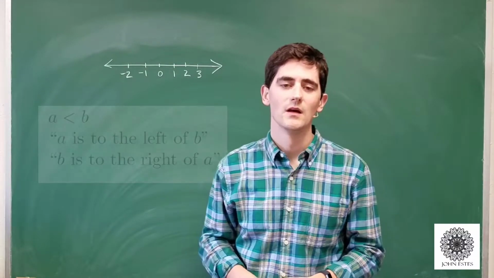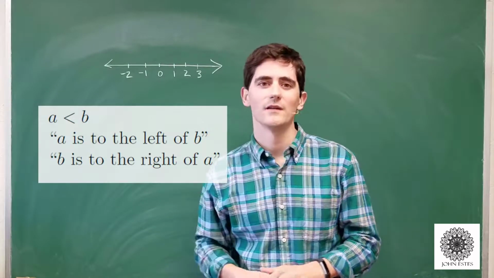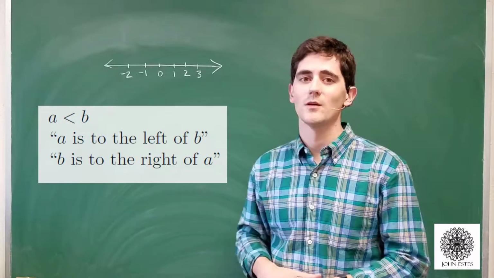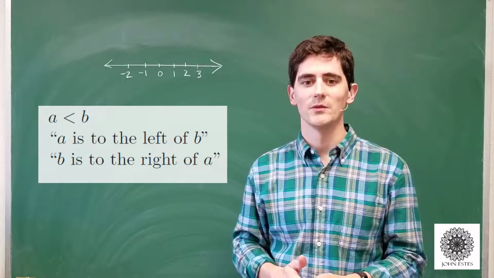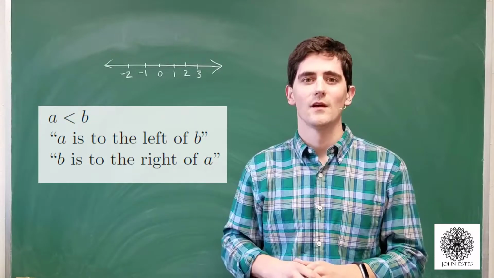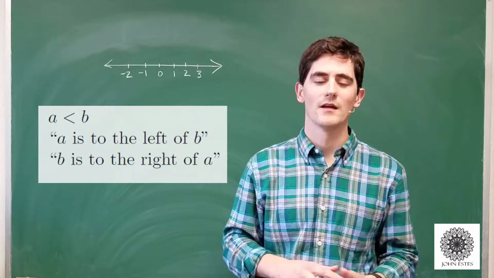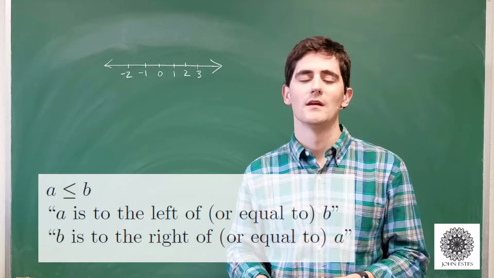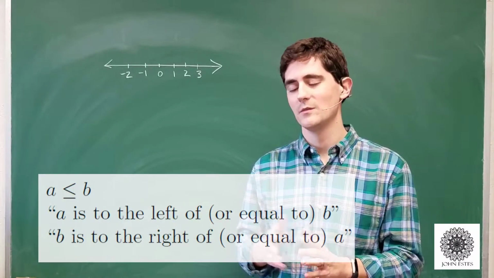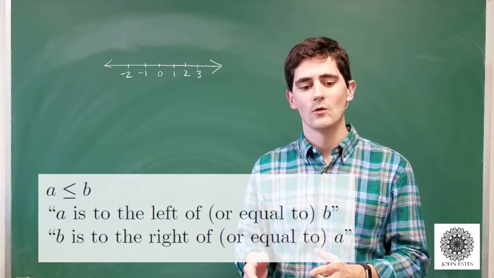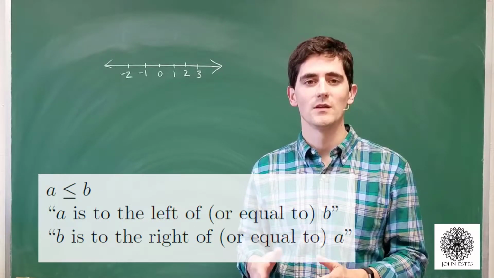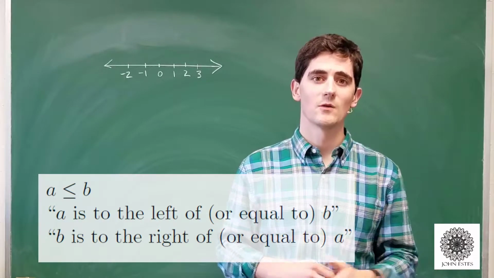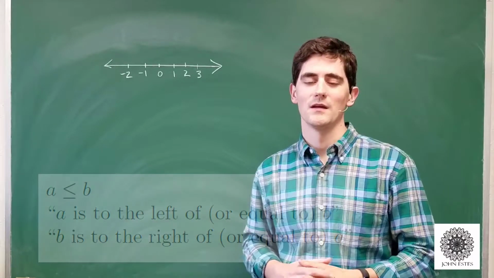So for example, looking at a number line, if I say something like A is less than B, what that means on the number line is that A is simply to the left of where B is, or B is to the right of A. And if I say A is less than or equal to B, that means not only A could be to the left of B, or it could be B itself. A and B could be the same. And similarly, B could either be to the right of A or B equals A.